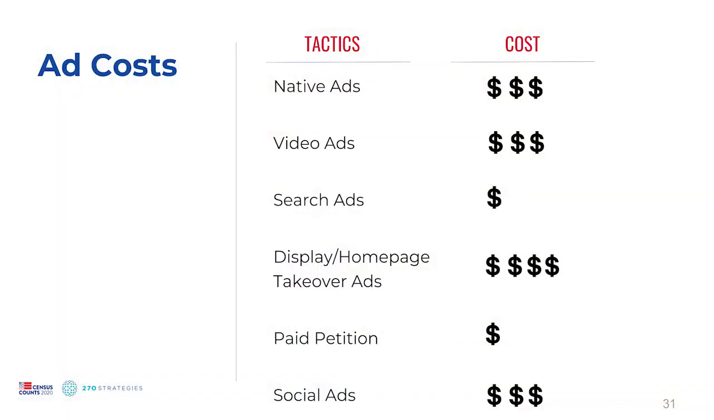All right, let's talk about budgets. On this slide, we've ranked the ad types based off of how expensive they are. Keep in mind that the more people an ad has the ability to reach, the more expensive it's going to be. The most expensive ads are going to be those homepage takeovers. While the price will vary depending on the publication circulation, they're typically about $2,000 to $20,000. The most manageable and cost-efficient ad types are going to be paid petition, search, and social ads.